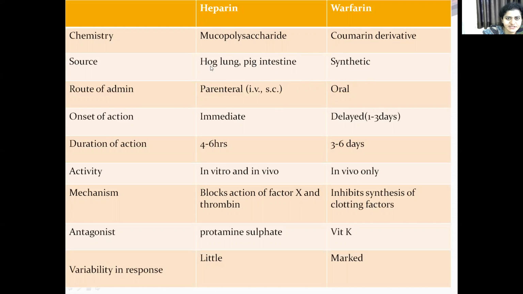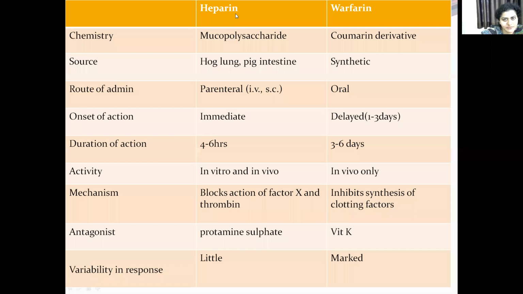Route of administration: heparin is a large molecular weight molecule and it is highly ionized, so it cannot be given through the oral route because it cannot be absorbed. Any high molecular weight ionized molecule is not absorbed orally. So the next route preferred is only parenteral. It can be either intravenous or subcutaneous. Warfarin can be given orally.